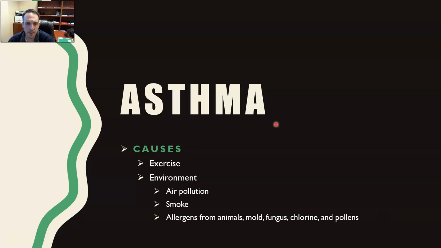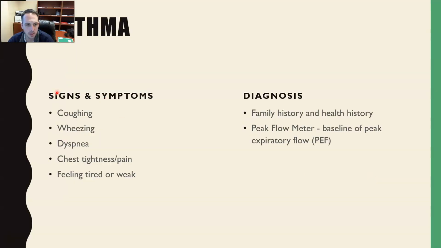So our last specific condition we'll look at is asthma. There are different causes, exercise-induced asthma being very common, but there are environmental conditions that also can cause asthma. The signs and symptoms are the telltale wheezing as it becomes difficult for them to exchange air. For the diagnosis, we're looking at family history, and then we can assess their baseline peak expiratory flow with the peak flow meter.